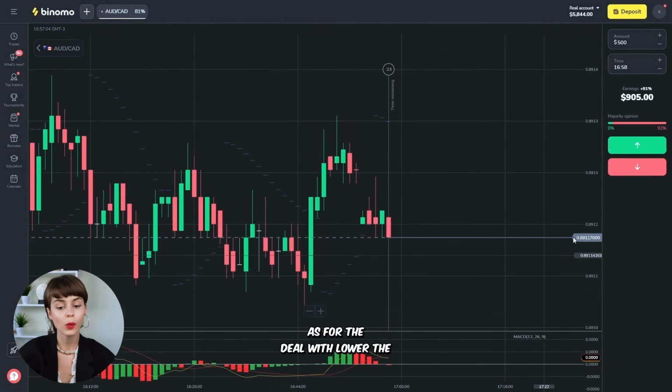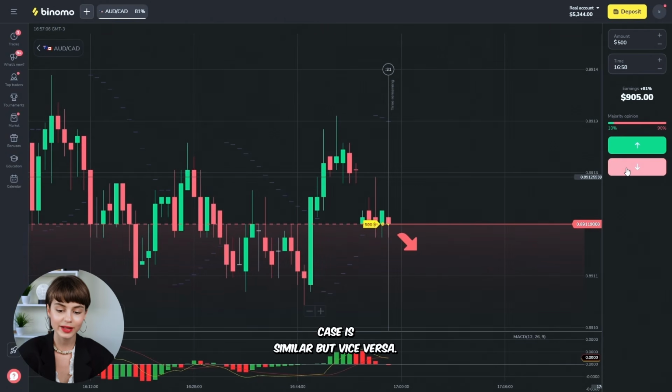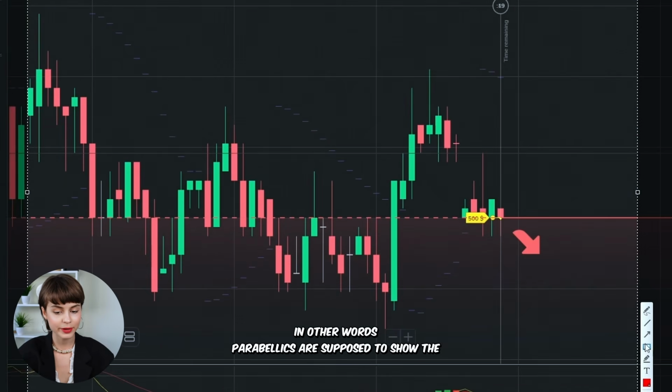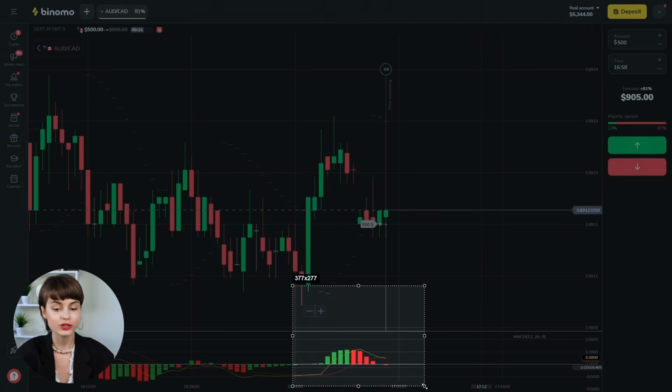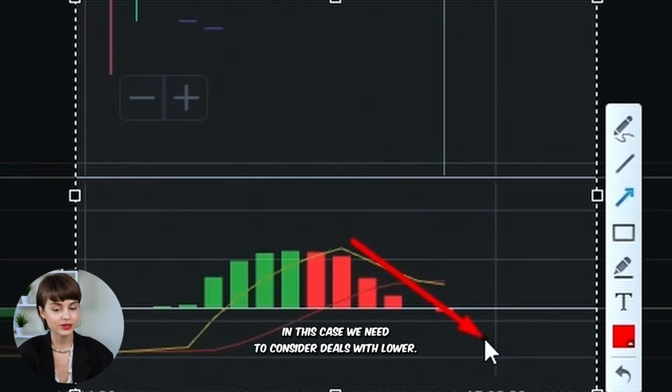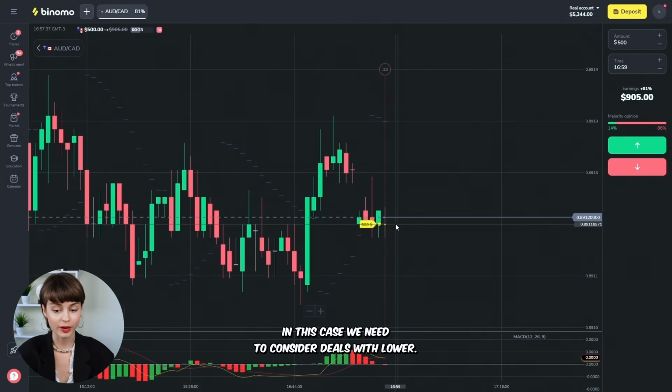As for the deal with Lower, the case is similar but vice versa. In other words, Parabolic SAR is supposed to show the first points at the top, and MACD should intersect the zero line from top to bottom. In this case, we need to consider deals with Lower.